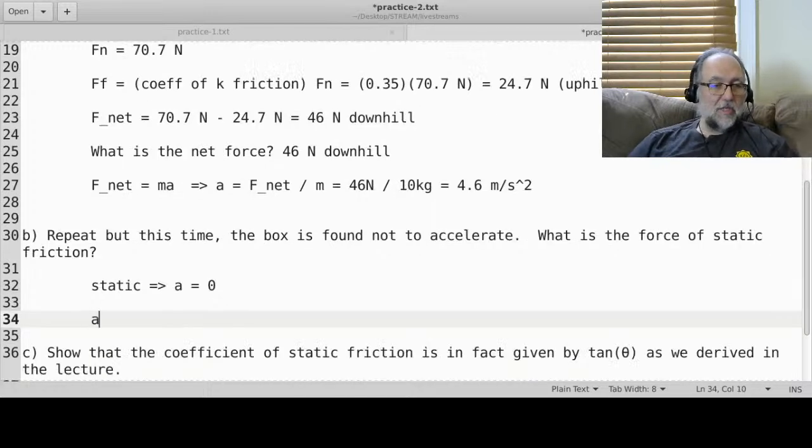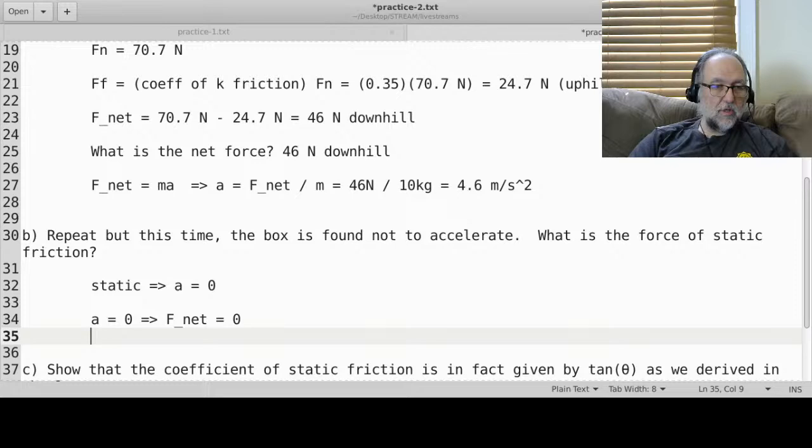Now if the acceleration is zero and we have that F net is equal to ma, well then obviously F net must be zero because acceleration is zero.